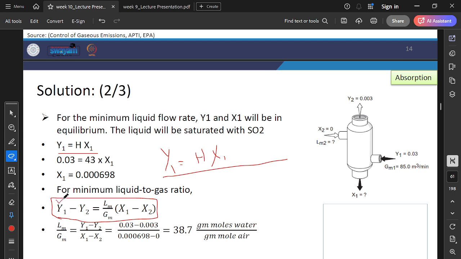Y1 is H into x1, y2. I know 0.03, 0.003, and x1 I can find from Henry's law, and x2 is 0. I know x2. Now if I get this ratio, flow rate of liquid by flow rate of gas, they are asking only the flow rate of liquid. Flow rate of gas we know is 85.